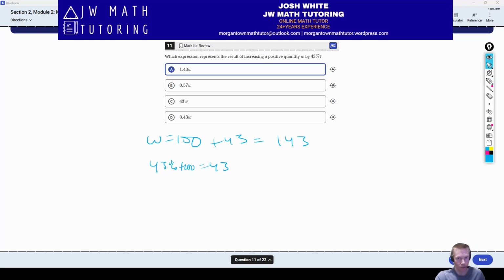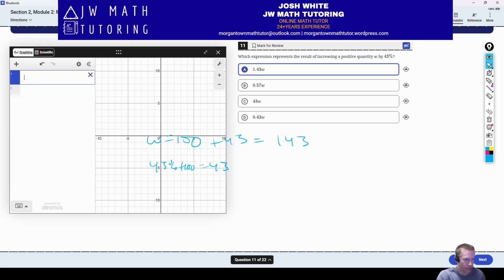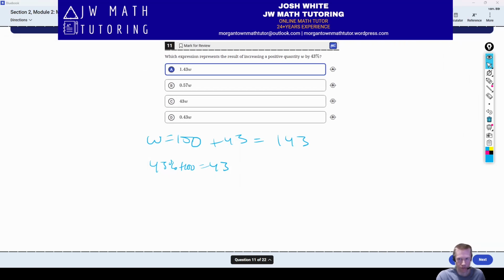Now you just run through the answers, and you just see which of these answer choices gives me 143. And the easy way to do this is say, let W equal 100, and then just type them all in. 1.43W, is that 143? Yes. 0.57W, no. 43W, no. 0.43W, no, not correct. So that's just an alternate approach you could take using picking numbers to solve this one as well.